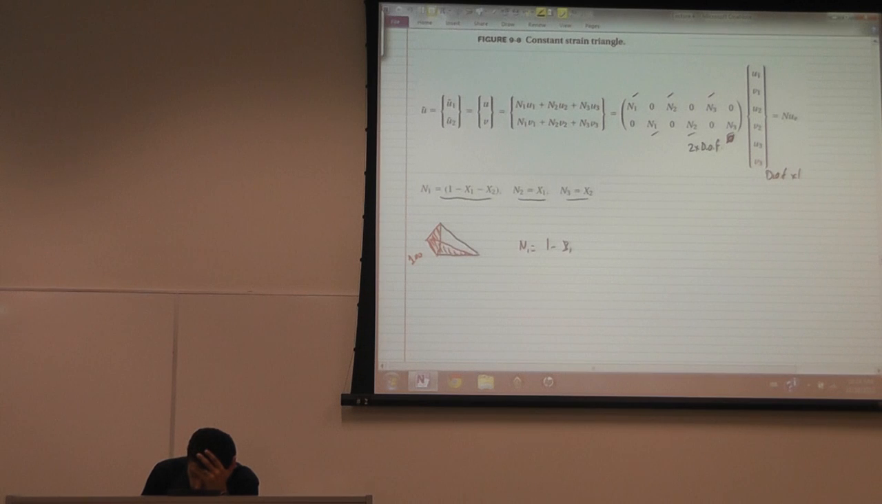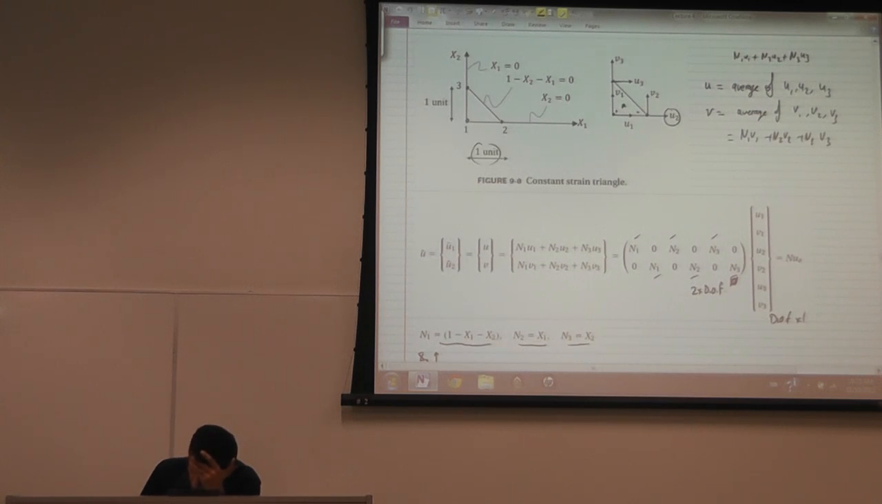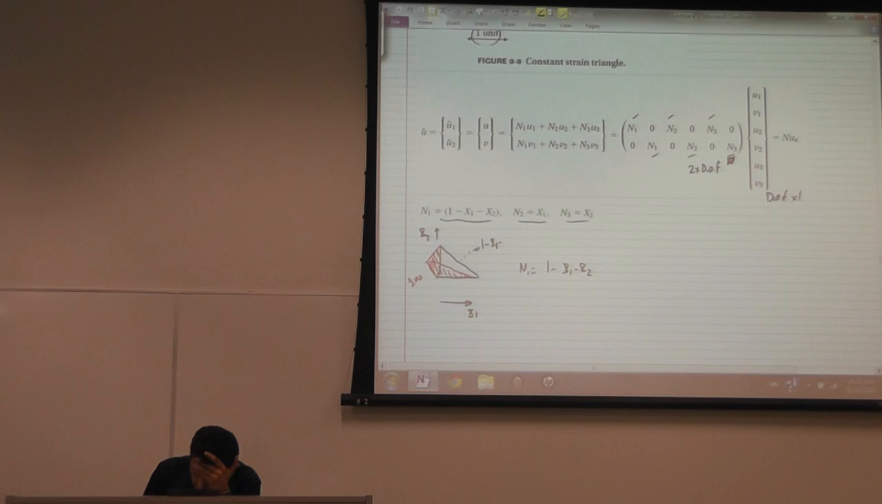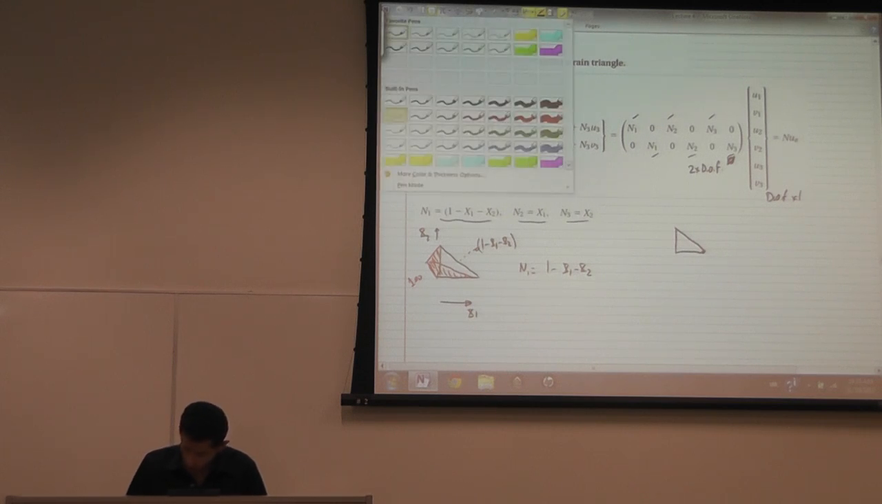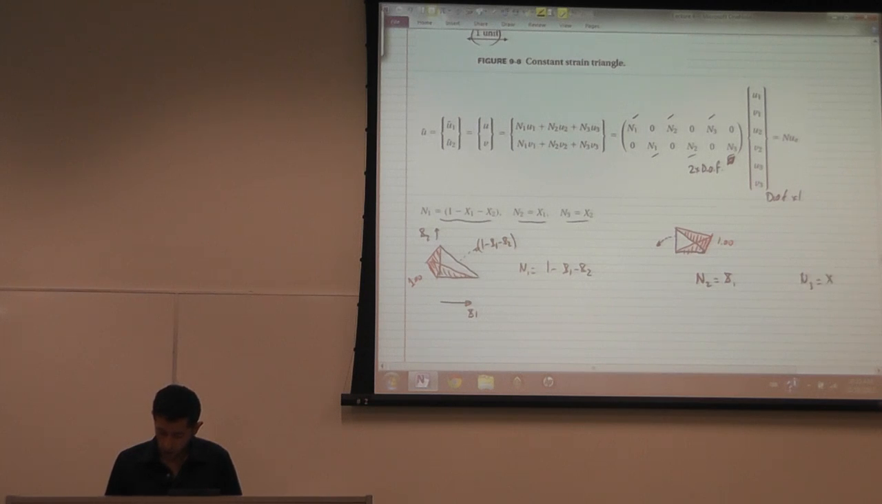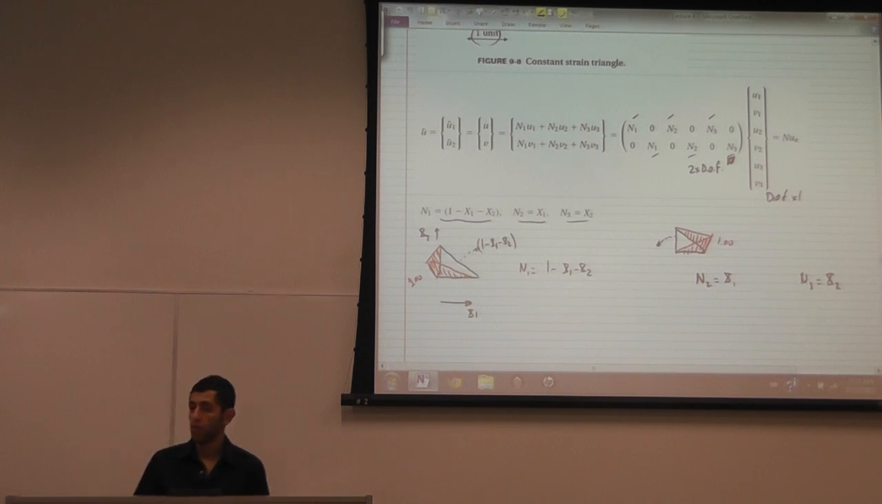So this function, N1, will be equal to 1 minus x1 minus x2, where this is x1, this is x2, and the length of the edges is 1. So this line is 1 minus x1 minus x2, and you get this N1. N2, for the second node, is a function that will give me 1 here and 0 everywhere else. This function turns out to be this line, which is x1. Similarly, you'll find N3 is equal to x2. So those are my three shape functions.